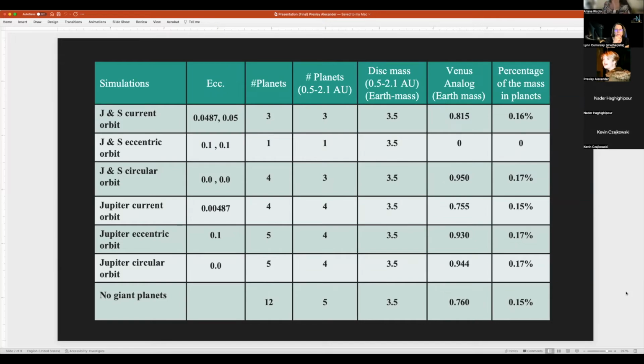Could you try and click on the slide and see if something happens? It might not work. Yeah, that's fine.